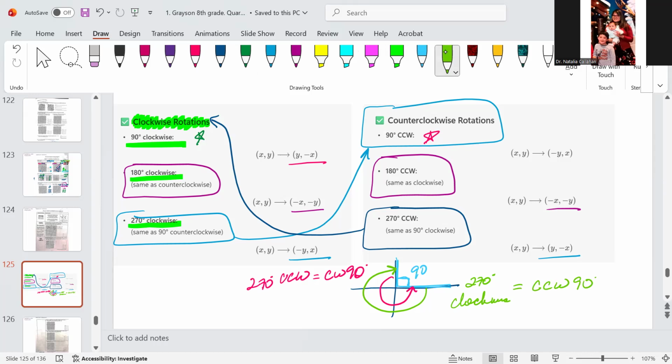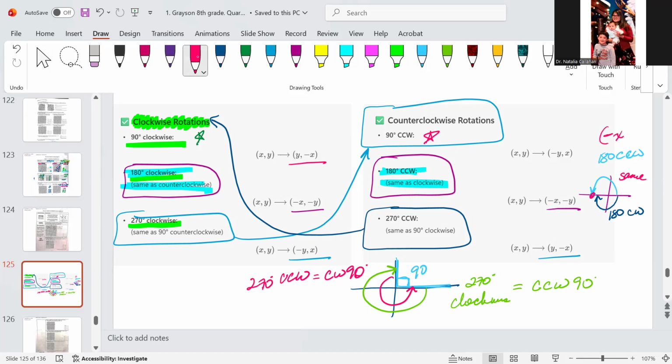But you do need to memorize this. And when you're drawing a picture like this, these are exactly the same. The reason they're the same is, if you draw a picture, this is 180 degrees clockwise. If I go 180 degrees counterclockwise, don't we meet at the same point right here? Yes, so these two are exactly the same.